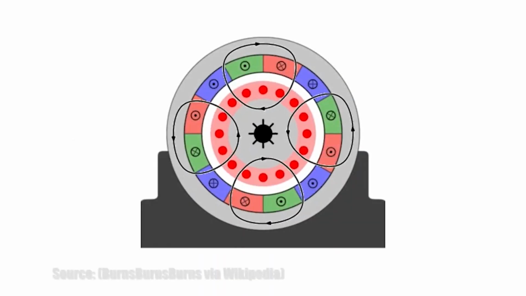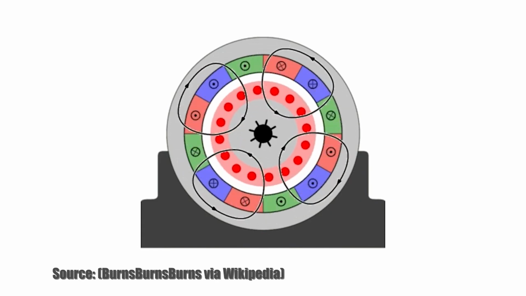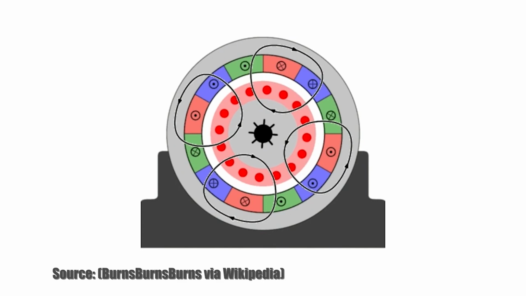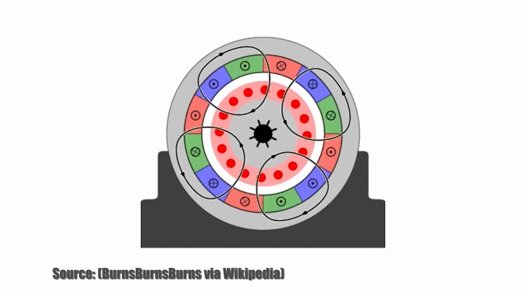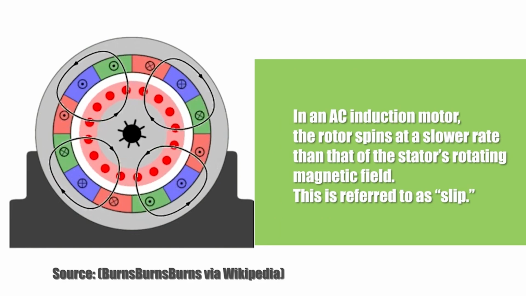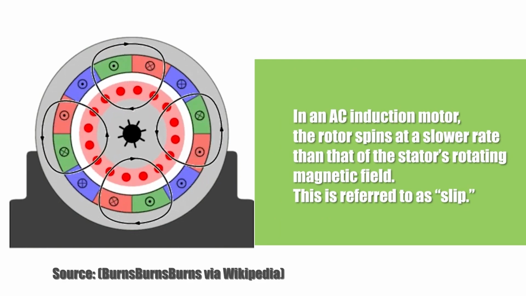One of the fundamental characteristics of an AC induction motor is that the rotor magnetic field, and therefore the rotor shaft, spins at a slower rate than the stator's rotating magnetic field, or synchronous speed. This difference in speed between the rotor and the stator's magnetic field is known as slip.